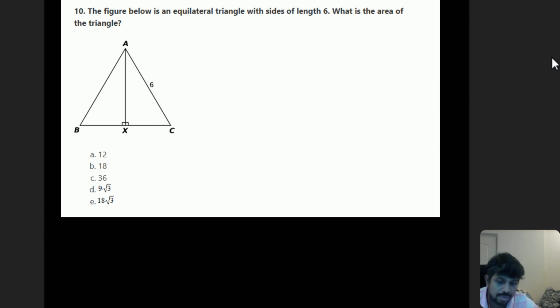Hi Gemini, can you see my screen? Yes, I can see your screen. It shows a math problem about an equilateral triangle. The problem asks for the area of the triangle, given the length of its sides.